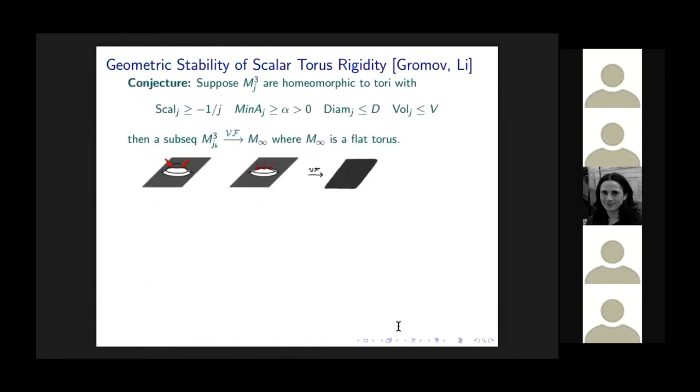All right, so let me just talk a little bit about difficulties that might arise on that. Let me just check how much time I have. Only a tiny bit of time. So this is the scalar torus rigidity. It's stated exactly. I just mentioned slightly what it would be.